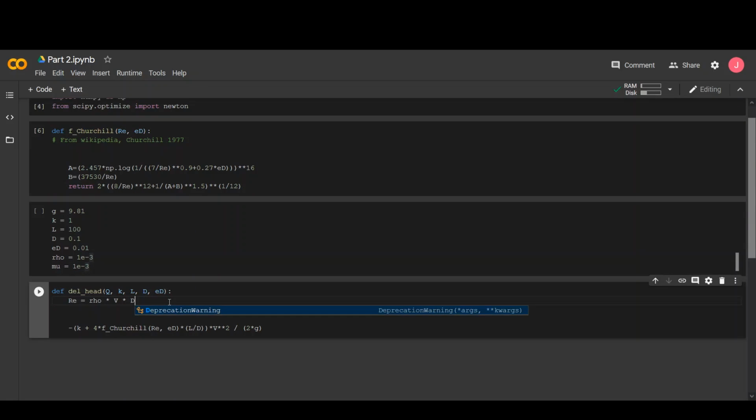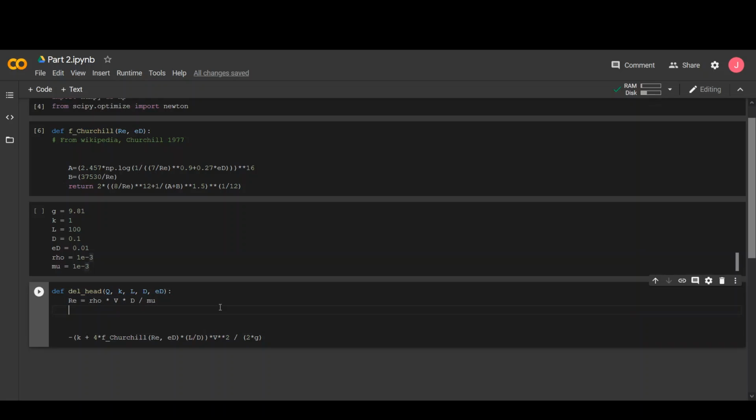Okay, times our diameter divided by our viscosity, mu. So we know that. We know our epsilon over d. We know length, diameter, velocity. We know our velocity, but we're given a flow rate, right? So we're going to need to convert our flow rate to a velocity, so our function can use that. Flow rate equals our average velocity times our cross-sectional area. We can take our given flow rate and divide it by that area.